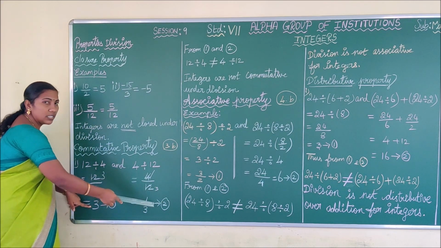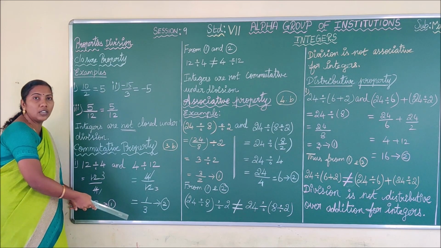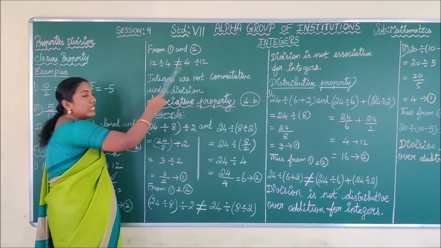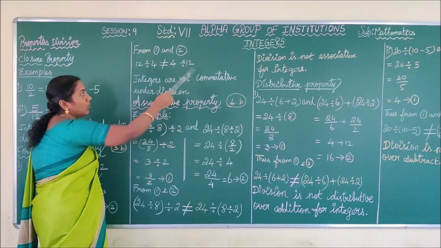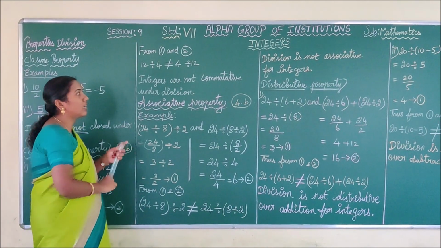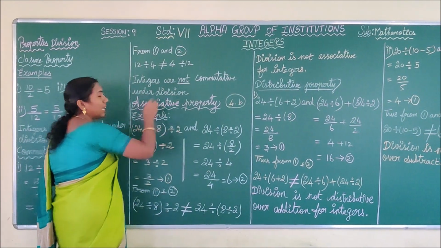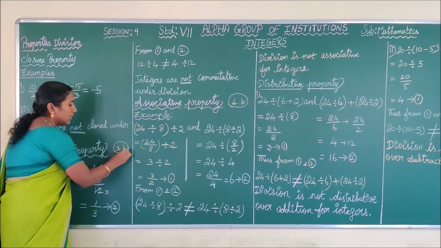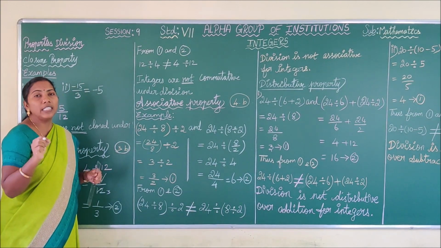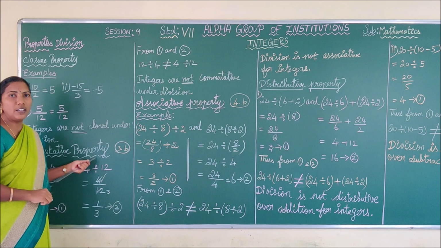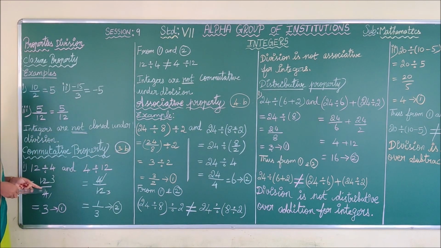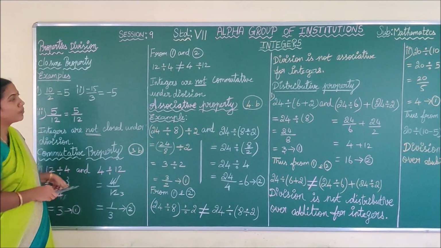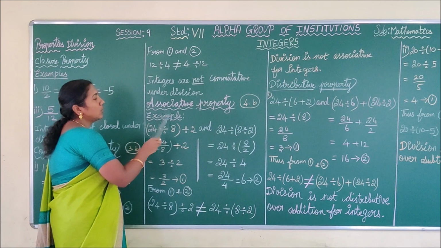Thus from 1 and 2 we can say 3 is equal to 1 by 3, children? No, it is not equal. Thus we can conclude from 1 and 2, 12 divided by 4 is not equal to 4 divided by 12. So we can easily say that integers are not commutative under division. In your book, exercise 1.2, question number 3, subdivision B, they are asking for an example for the commutative property for division. So you can give this example or you can use the sum of the numbers to explain the commutative property for division.